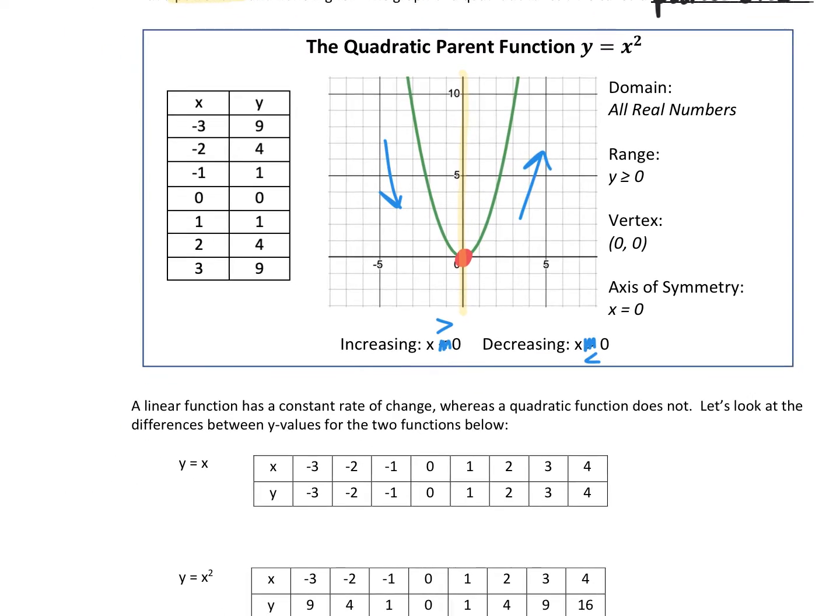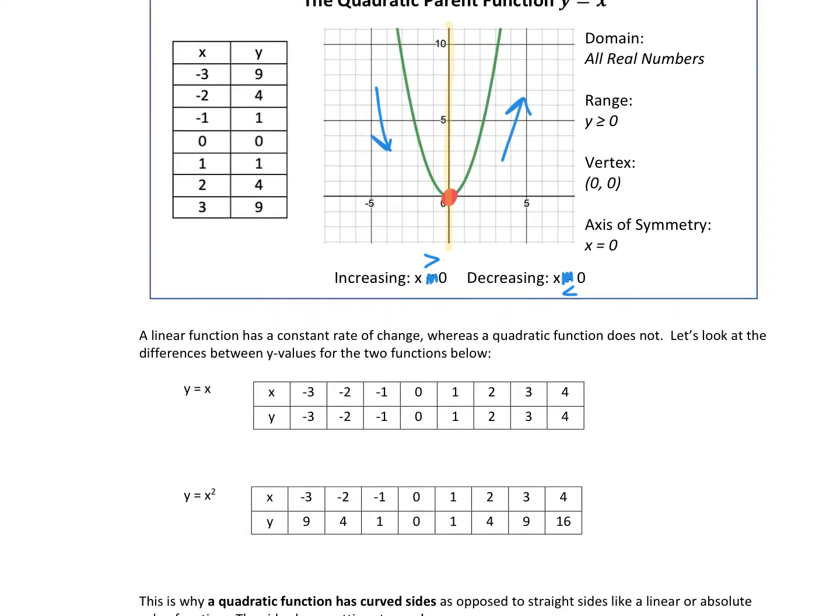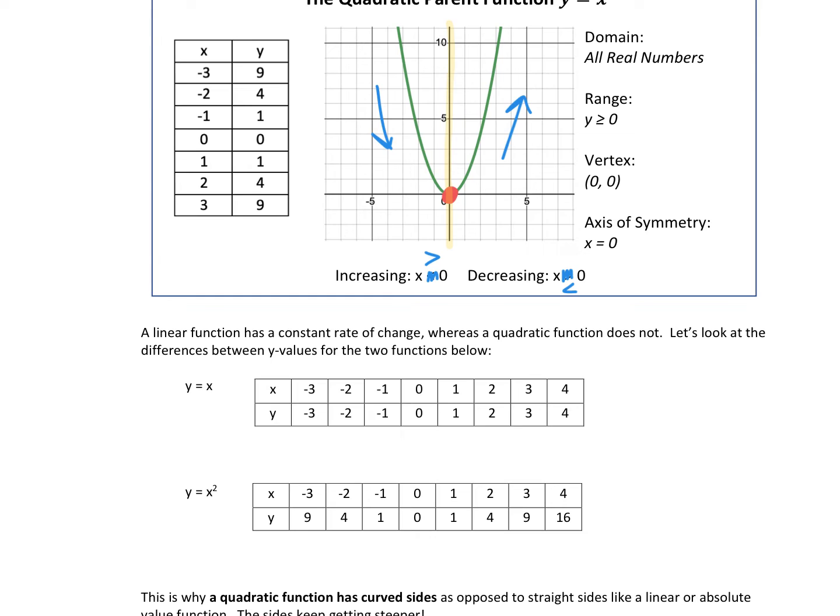Okay. Moving on. You see a table here. So we're going to look at the difference between linear and quadratic. A linear function has a constant rate of change. A quadratic function does not. Let's look at that. So here you see the table y equals x. That is your parent function for a linear because it has an exponent of 1. It's like y equals mx plus b. So this guy is linear.